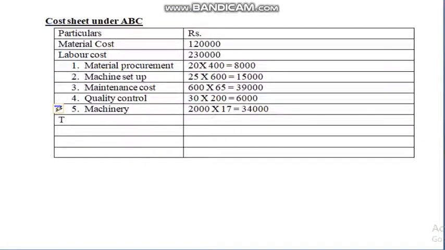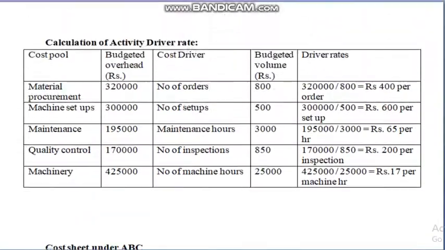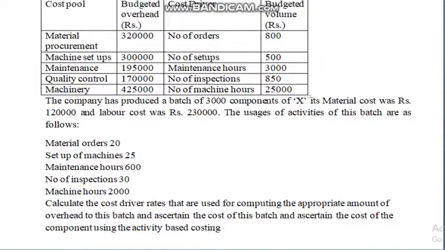Now calculate the total cost of the product. Add all these: 1,20,000 plus 2,30,000 plus 8,000, 15,000 plus 39,000 plus 6,000 plus 34,000. You will get 4,52,000. So this is the total cost incurred to produce 3,000 components of product X.